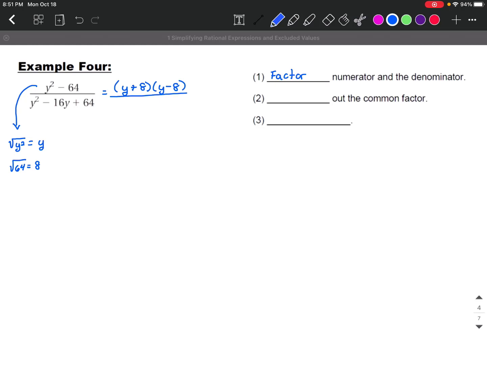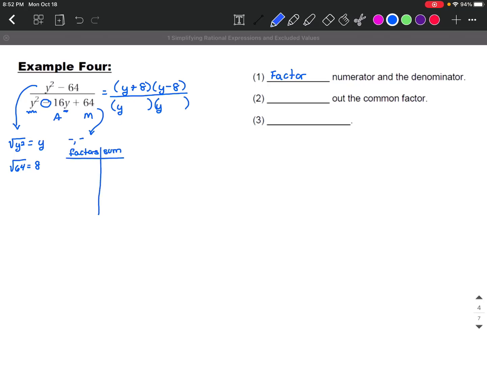Now, on the bottom, we do have a trinomial. There is no greatest common factor, so we're going to set up 2 parentheses. We have a y squared in the front with a y in the middle. So we're going to have y and y. I am factoring. So if they multiply to a positive 64, that means their signs have to be the same. And if they're adding to negative 16, it means they're both negative. So now let's look at their factors and their sum.